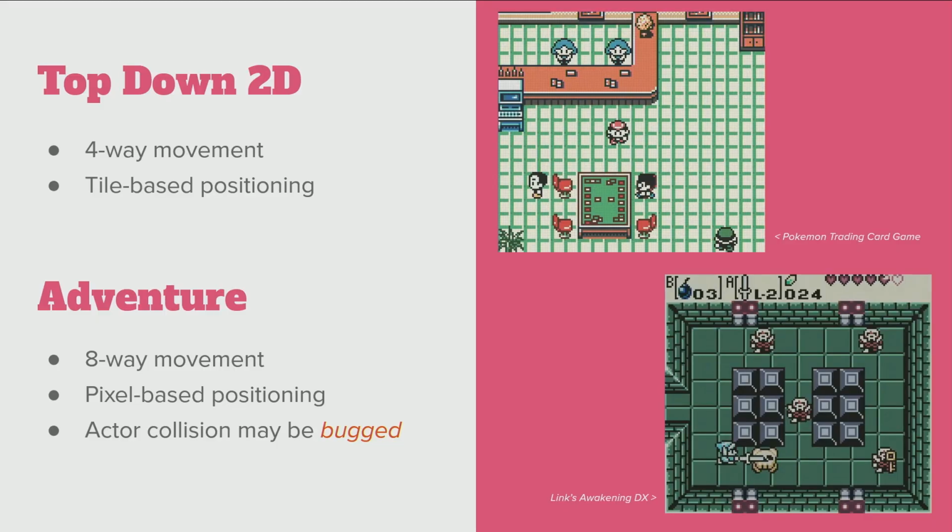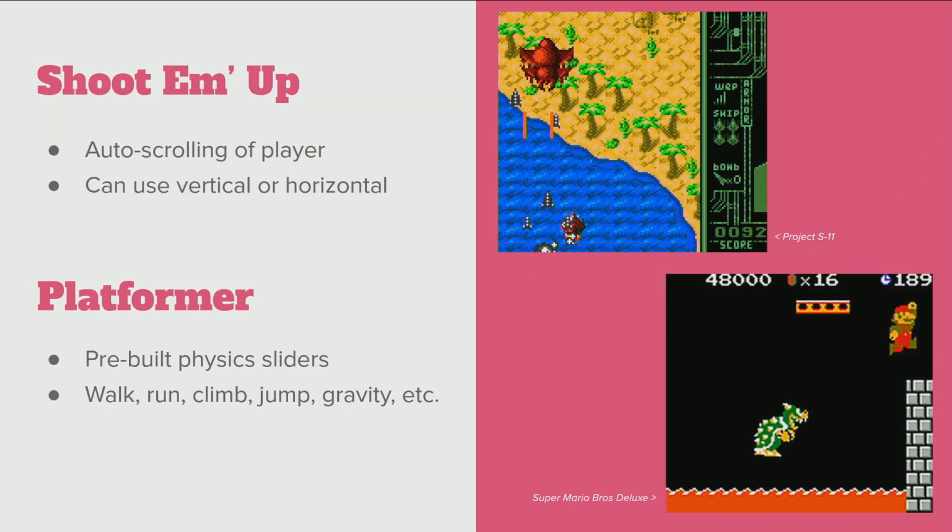It's pixel-based positioning. However, actor collision in adventure might be bugged, and I would double-check that before you make an adventure game. It was in the previous version of GB Studio. I don't recall if it is in this version. There is a plugin that probably fixes it, but just know that the default adventure one might be a little wonky. Shoot 'em up games like Project S11, auto-scrolling, you could go horizontal or vertical based on the settings of your game. You need to upload a scene that is much, much larger than the default dimensions so that it will know to auto-scroll when you set it to shoot 'em up.